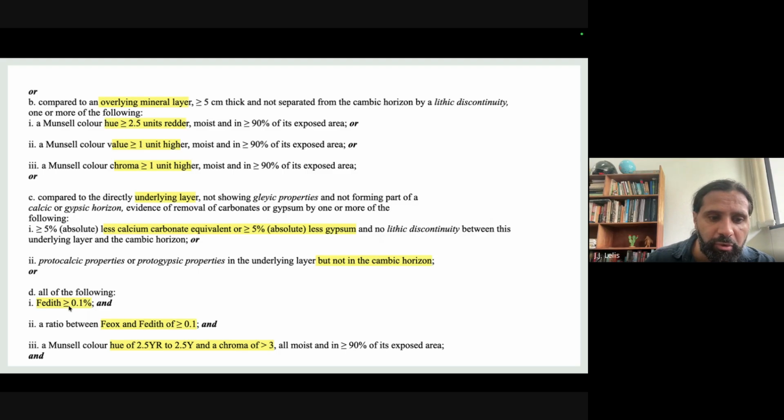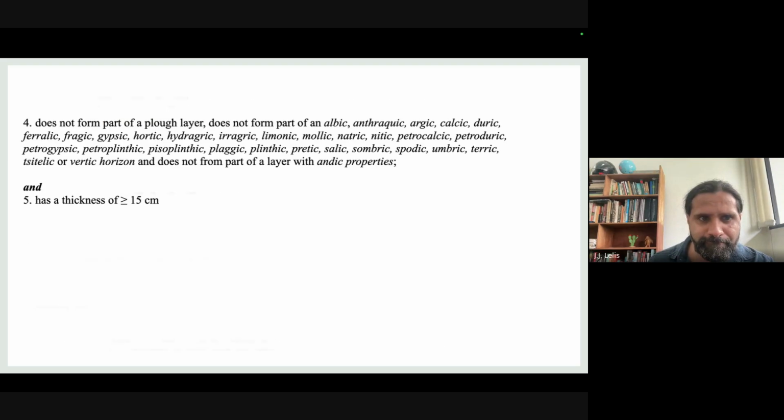And a Munsell color hue of 2.5YR, 2.5Y, and a chroma higher than 3, I'm sorry. So a Munsell color hue of 2.5YR, 2.5Y, and a chroma higher than 3, all moist in 90% of the exposed area. All the times that we talk about colors, we are talking about colors at moist conditions, okay?